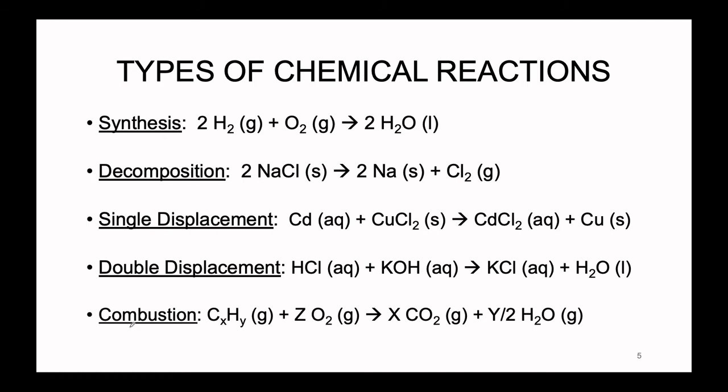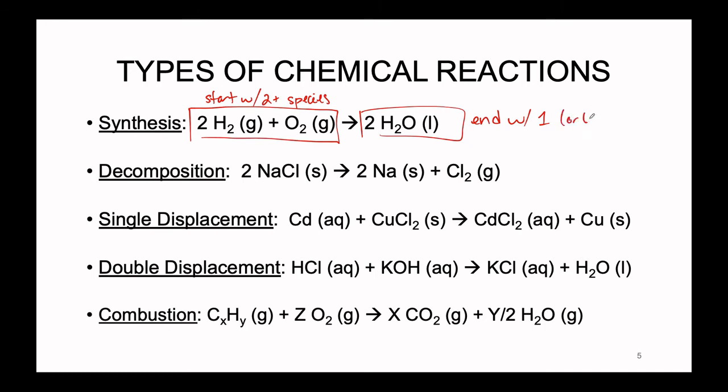So let's just start with synthesis, and then we're going to work our way down, breaking down the definitions of each of these reaction types by observing a corresponding reaction. All right, so synthesis by definition is a reaction that starts with 2 or more species, and we end with 1. Or at the very least, we end with less than what we started.